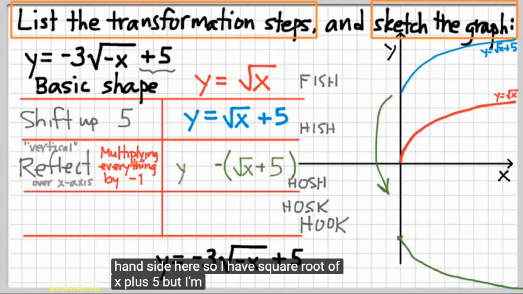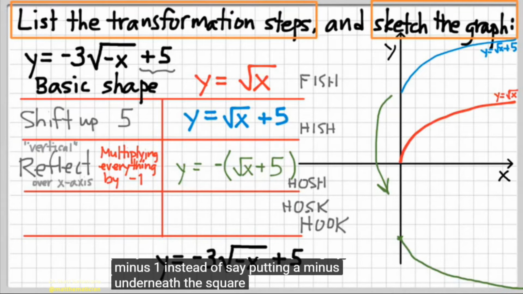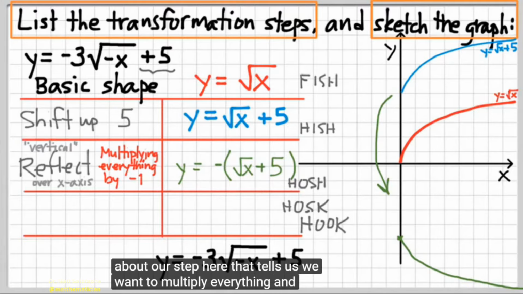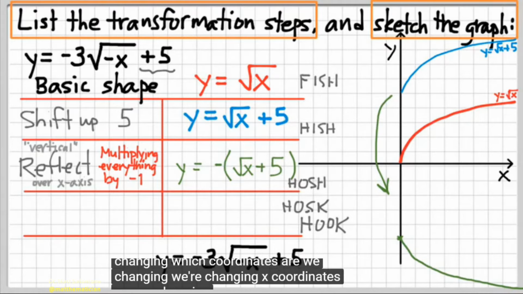But I'm interested to know, why did you decide to multiply everything by -1 instead of, say, putting the minus underneath the square root? What is it about our step here that tells us we want to multiply everything and not just multiply the x? Yeah. Because you want to make the whole line decrease, not just go back to line. Okay. And what kind of a reflection is that? Which coordinates are we changing? Are we changing x coordinates or y coordinates?